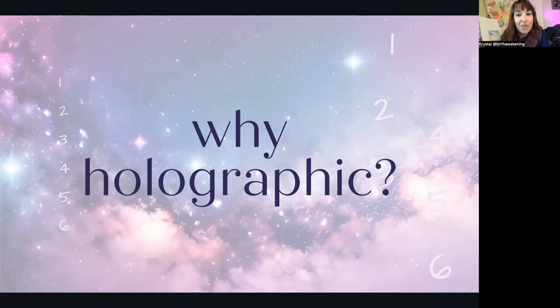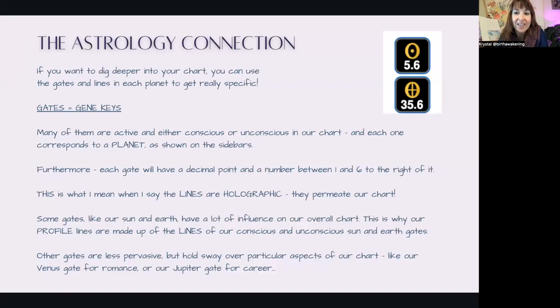So they're like lenses that we can see any little aspect of ourselves through, as well as our entire costume, our profile. So line is the hologram throughout Human Design. So here's what I mean. The astrology connection is that each one of our gates that are active are shown on the sides of our Human Design chart, our conscious and our unconscious. You'll see all those planetary symbols, and each one of those is in a specific gate or gene key.